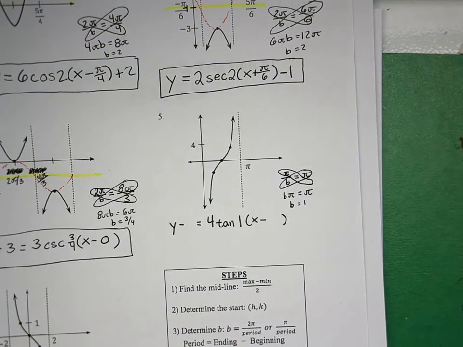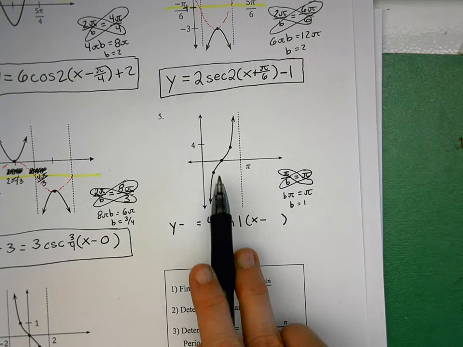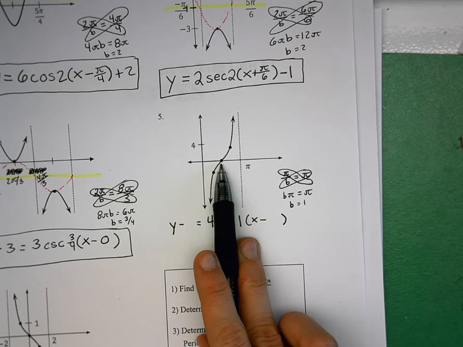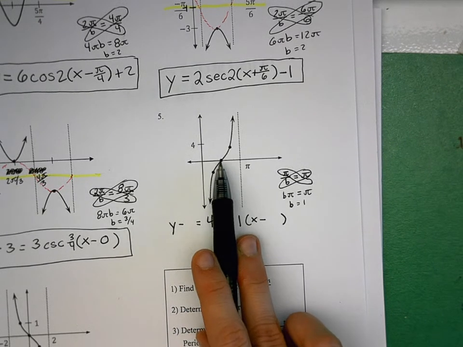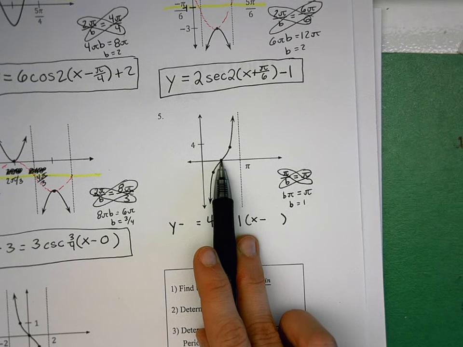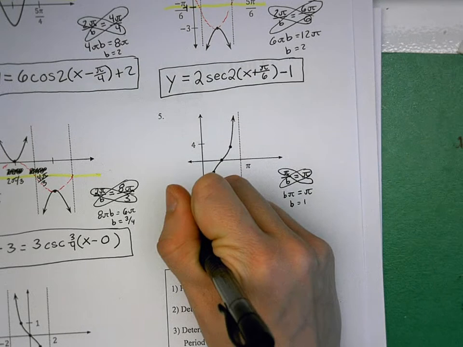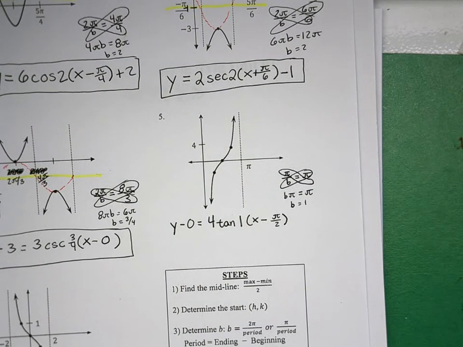And then hk, where is tangent's hk again? Okay, tangent's hk is right in the middle. What is that coordinate point? And that coordinate point is half of pi, so pi over 2, 0. So we have pi over 2, 0. Okay, so that'd be the tangent equation.